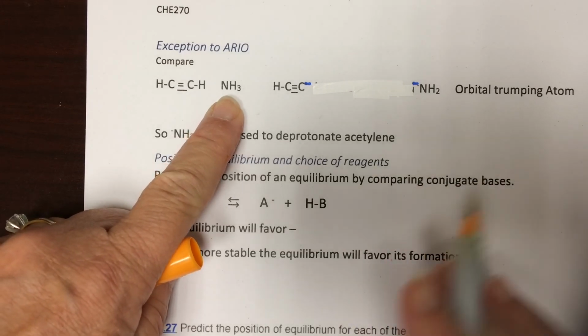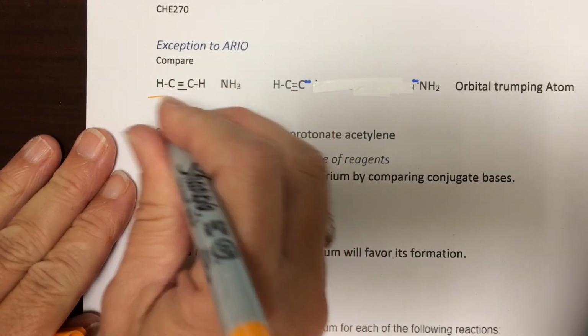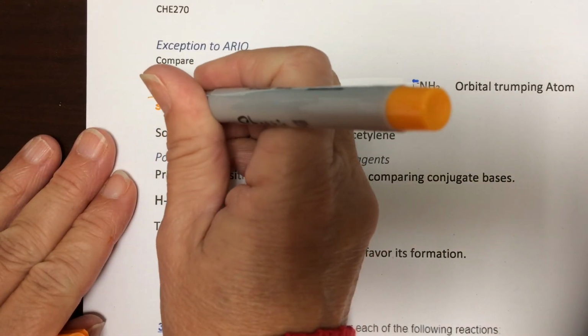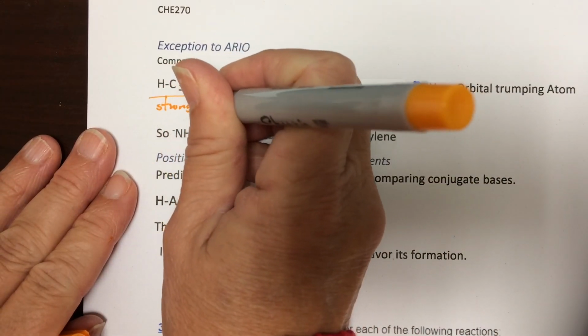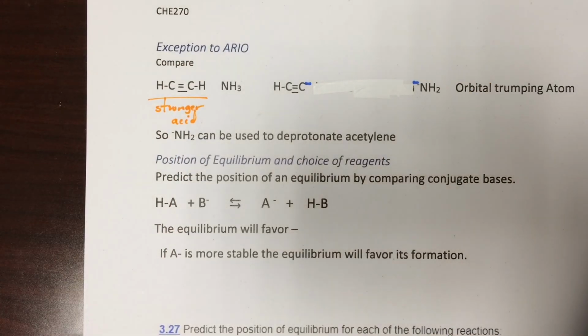Follow that logic? However, in this case, the acetylene is the stronger acid. So this is an exception. In this case, the closeness of that sp orbital, compared to the sp3 orbital, trumps the type of atom. So we will see exceptions to our little rule I gave you, but it works for many things.